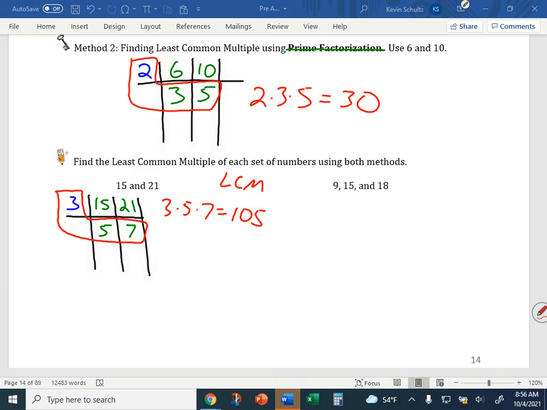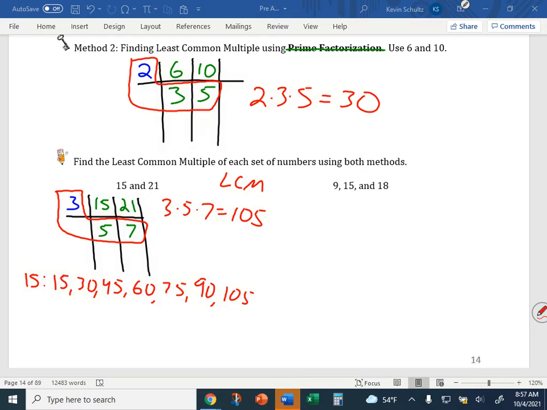Okay? If we did the listing method, we would start with 15, and let's rattle off some multiples of 15. I'll get you started. 15, what comes next? 105. I heard a lot of no clues. I heard a lot of I don't knows.